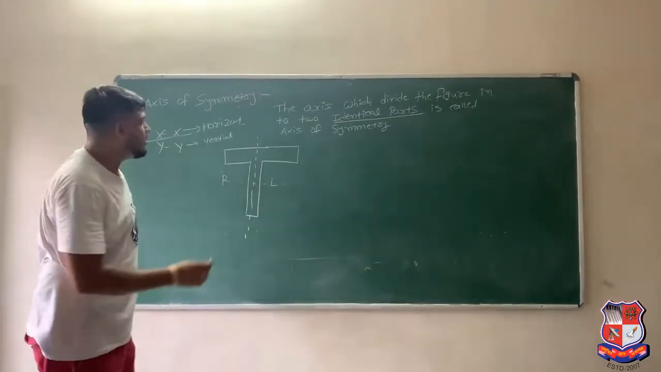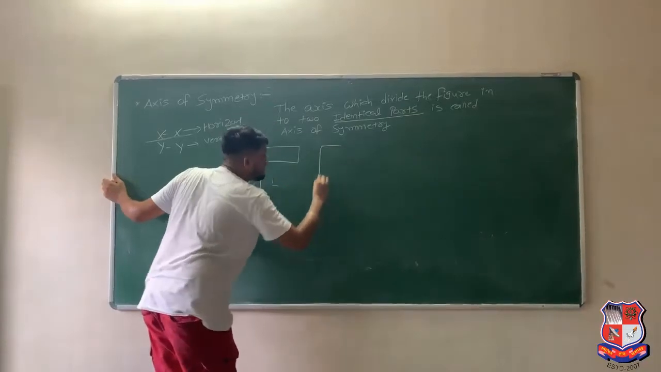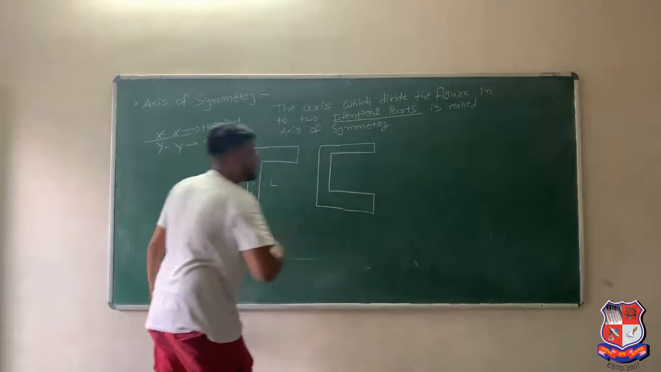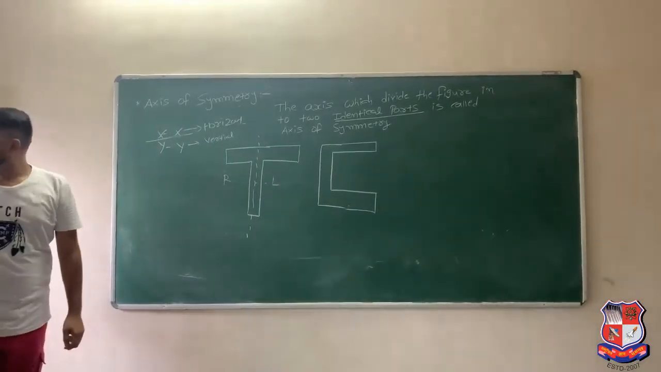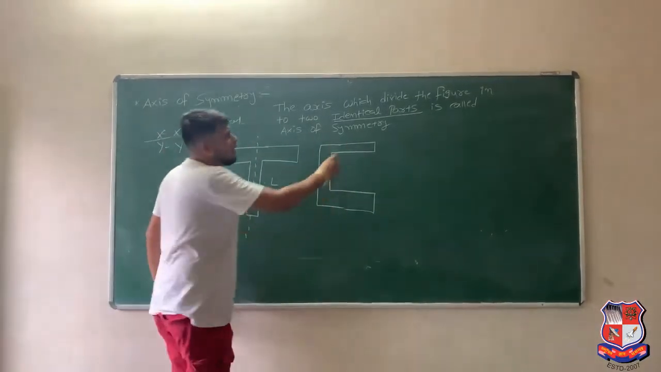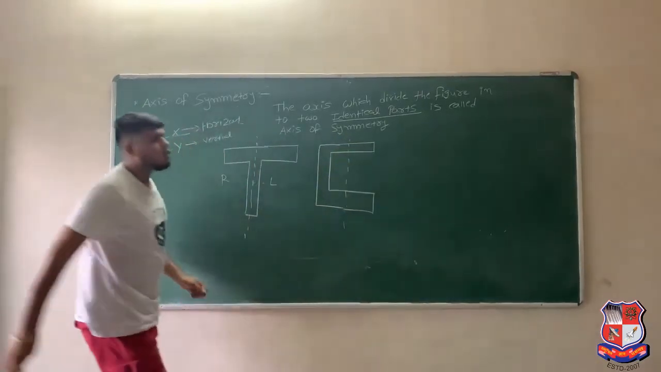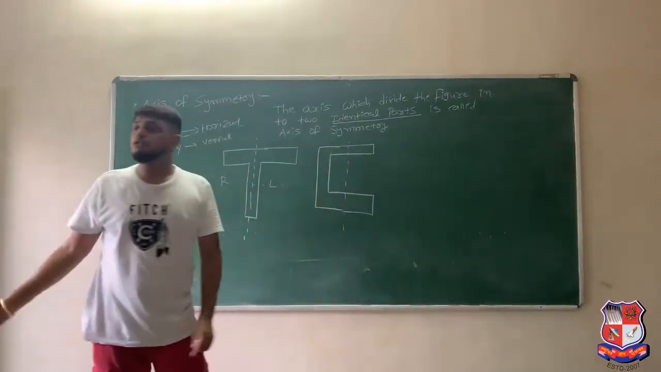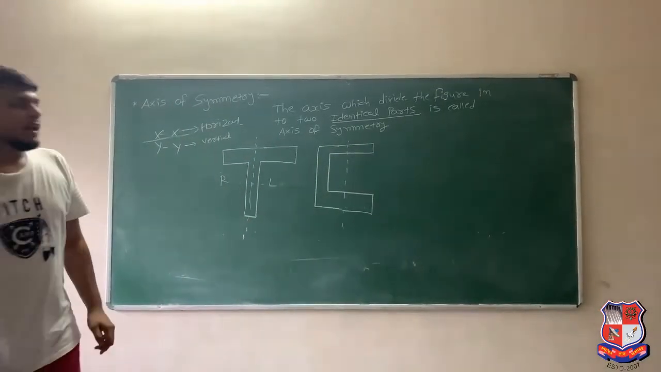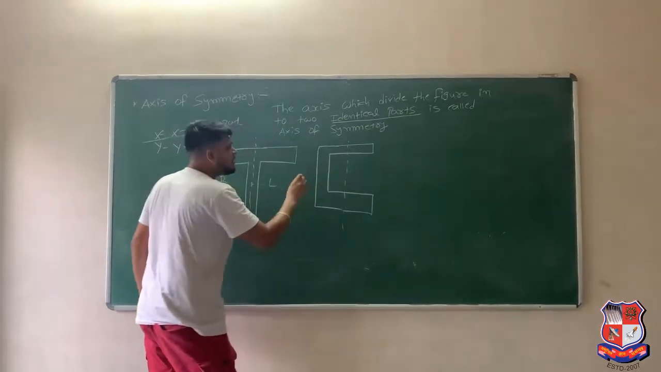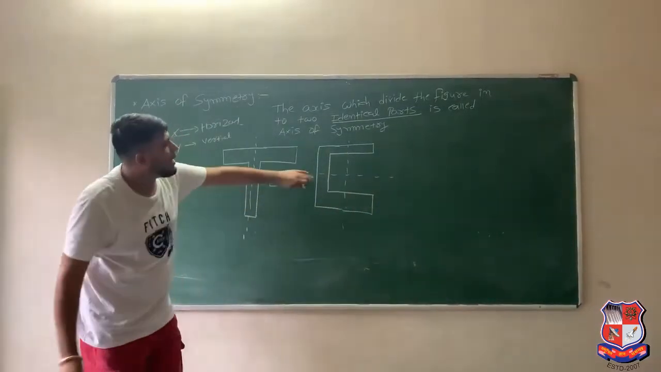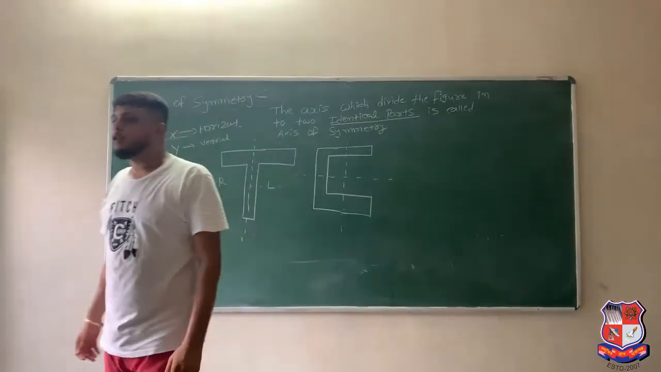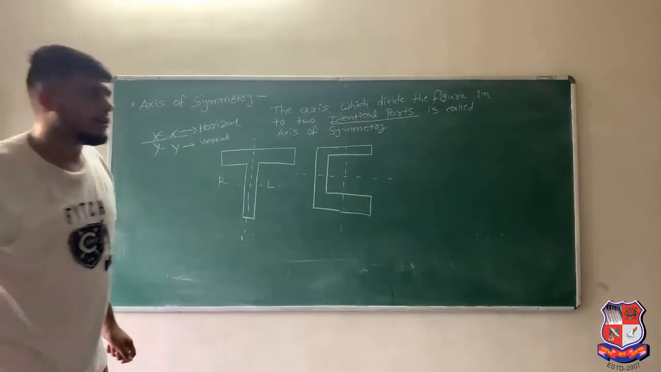Let me explain with another section. Take a C section. If we cut the figure about the y axis, both the parts are different. So we can't say the figure is symmetrical about the y axis. But if we cut the figure horizontally, both the parts are the same. So the figure is symmetrical about the x axis.